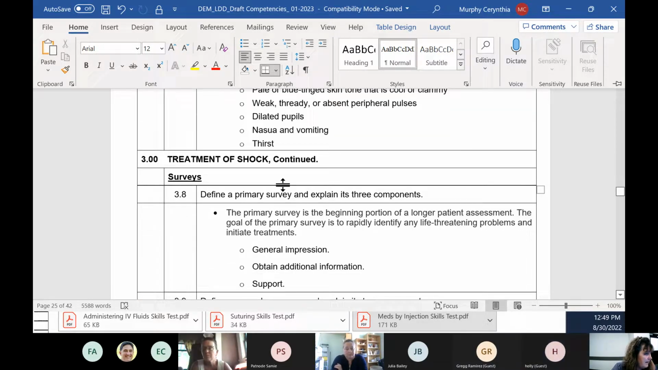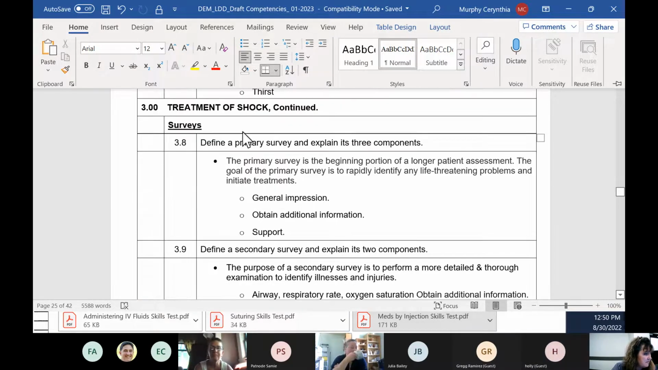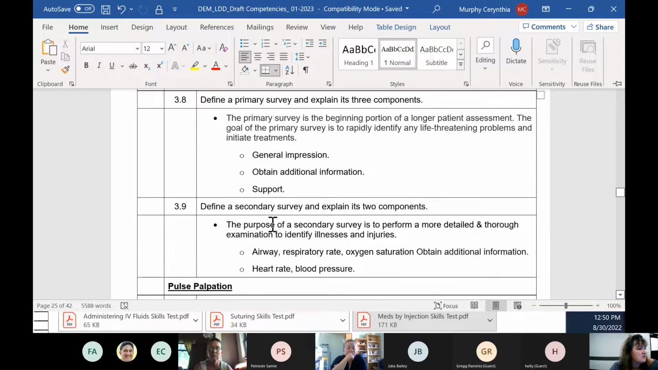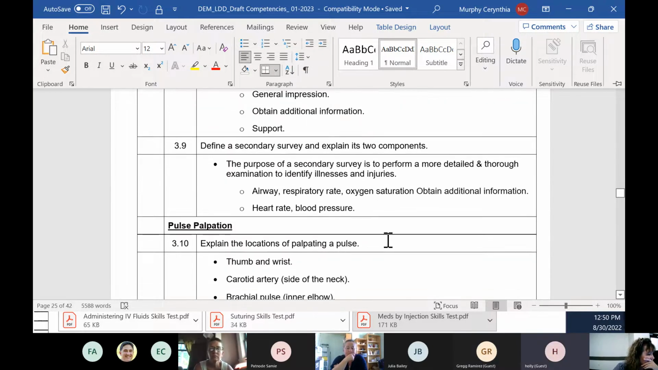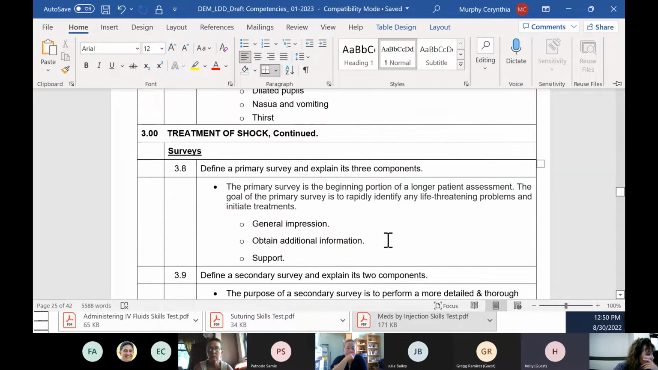Okay, and then moving on to surveys. Define a primary survey and explain. That's what we just talked about. The primary and secondary, it all just kind of rolls in with that. I get it. Okay, that is how you assess. It's not a treatment, it's an assessment.